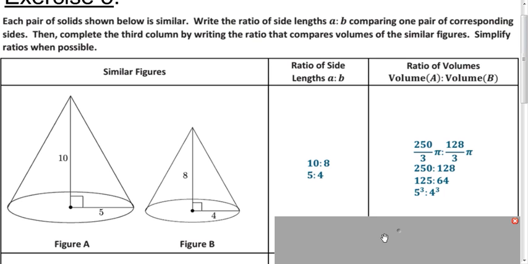So the ratio of the sides in simplest form is 5:4. And we calculate the volumes. That's 1/3 pi r squared times the height. That's how we get these numbers. And when you simplify, you get 125 to 64, which is the same as 5 cubed to 4 cubed.